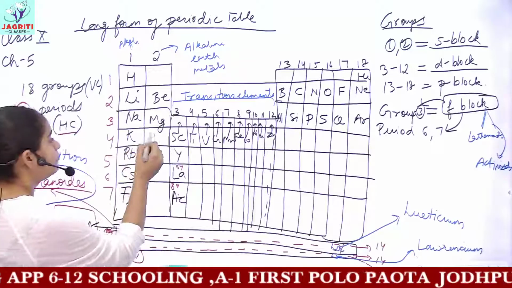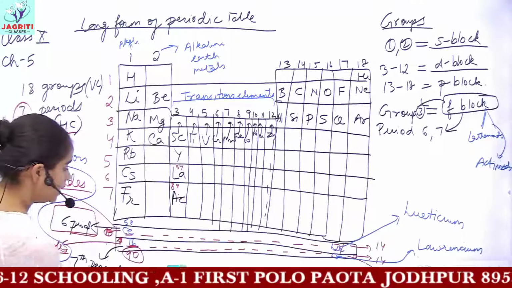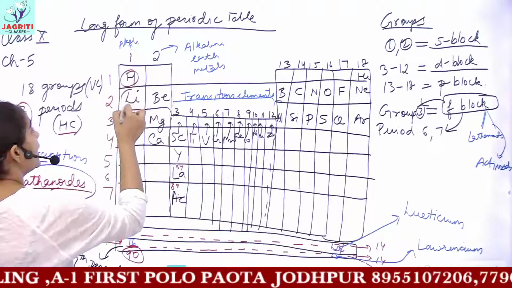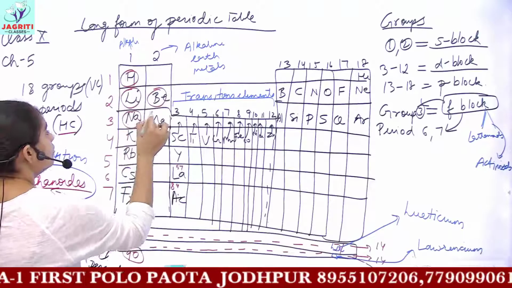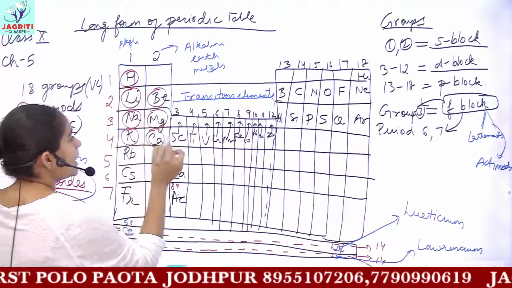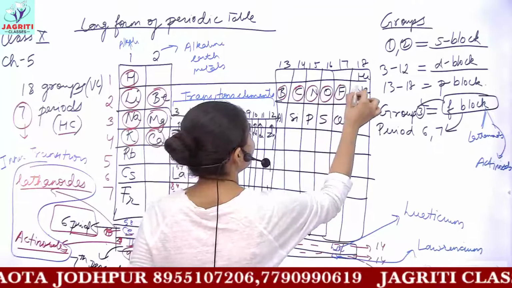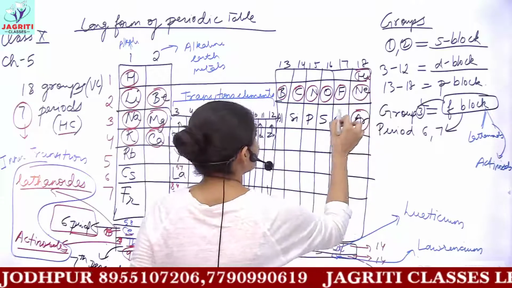And then you have potassium and calcium. So try to learn all these elements, I am circling all the elements which you should know. These are your first 20 elements, which are arranged in the periodic table in a systematic manner.